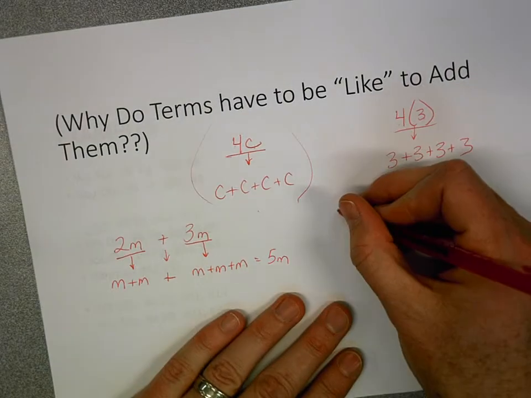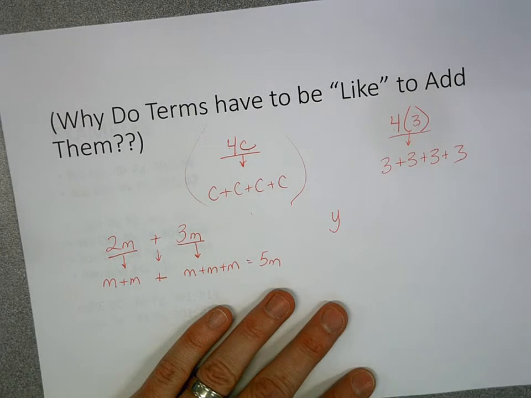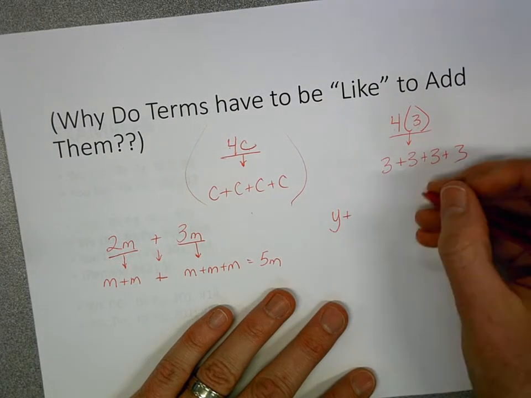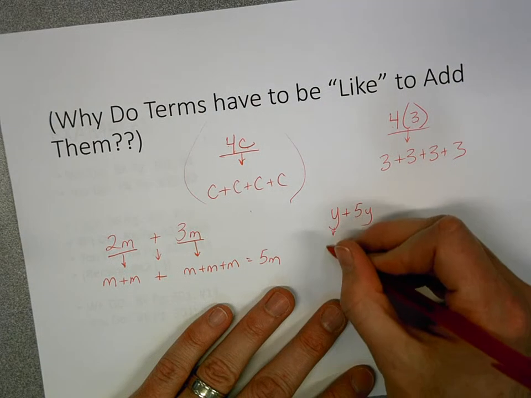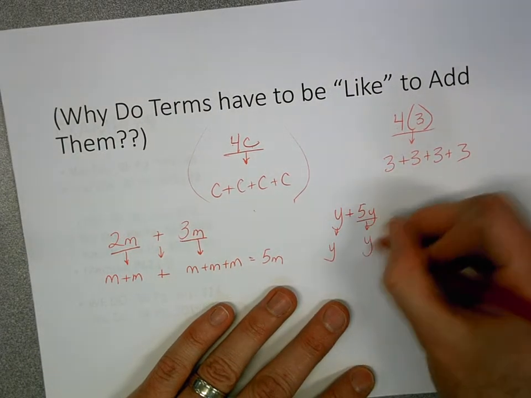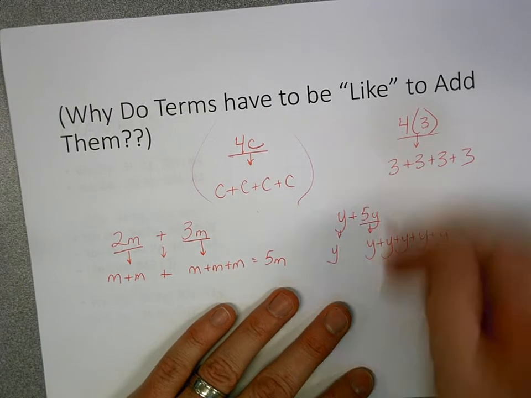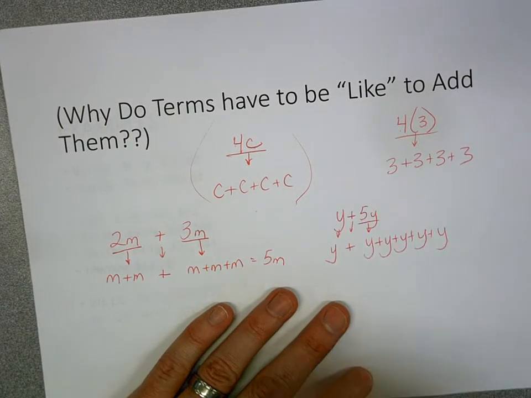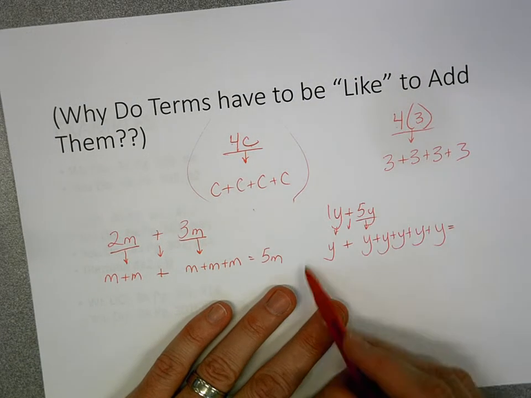Let's talk about this. What about 1y, or I'll just say y, plus 5y? Well, I'll bring this y down. It's just by itself. It's just one of them. 5y's, right, is y plus y plus y plus y plus y. Bring this addition sign down. This was a 1y, right? What is this?